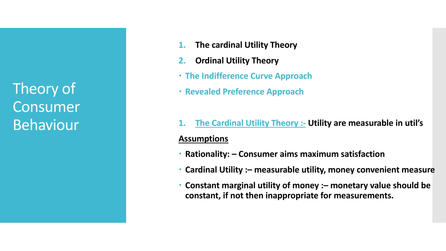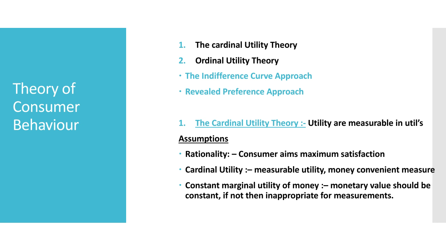It states that utility is measurable. When we consume a commodity, it gives us some utility. According to this theory, this satisfaction or utility is measurable in utils, and the measurement unit of this utility or satisfaction is money, or there is a monetary value attached to it. This theory is based on some assumptions. These are the following: rationality, cardinal utility, constant marginal utility of money, and so on.